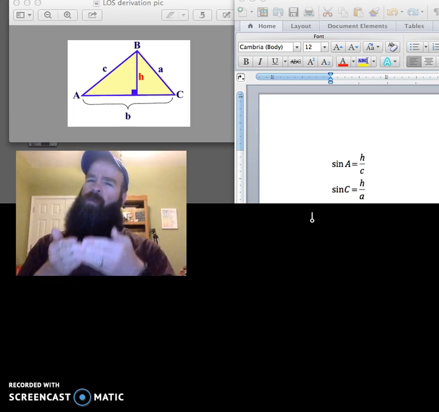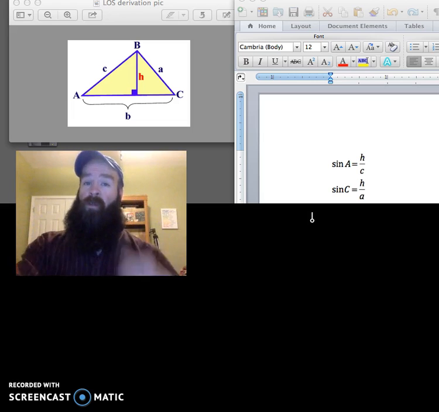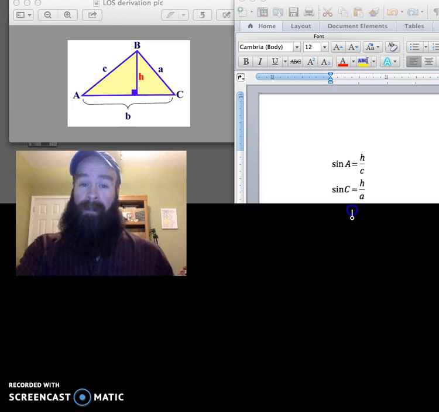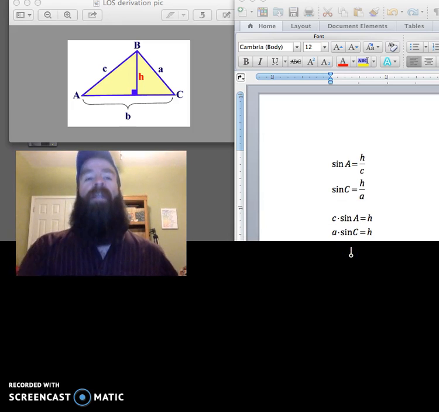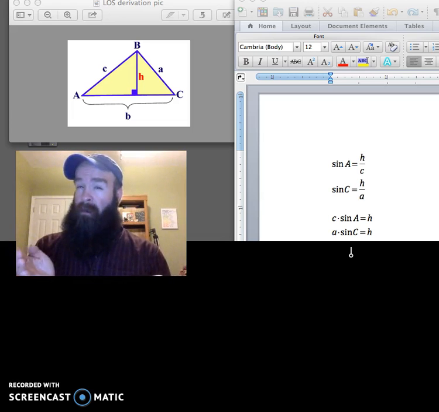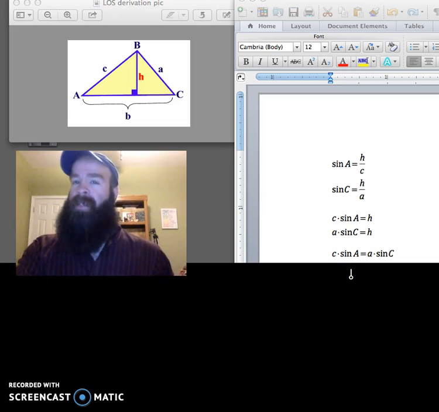So you notice that both of these equations have an H in them. So what I'm going to do is get the H's in each of those equations by themselves. I'm going to multiply the top equation by little c and the bottom equation by little a, and that gives me this. Now, both of these things are equal to H, which is a shared side, so they're the same length. So I'm going to set those things equal to each other, and that equation looks like that.